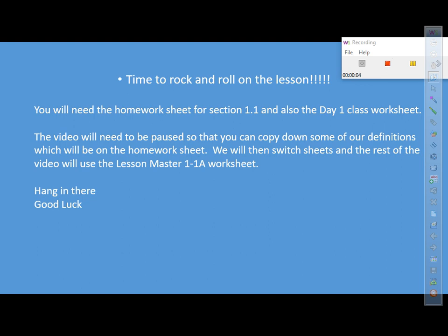So what I need you to do today is have in front of you a Day 1 class sheet that says Lesson Master 1-1. I also need you to have the homework sheet that says FST Homework 1.1. I usually have them labeled as Day 1 class and then 1.1 or Day 1 homework.